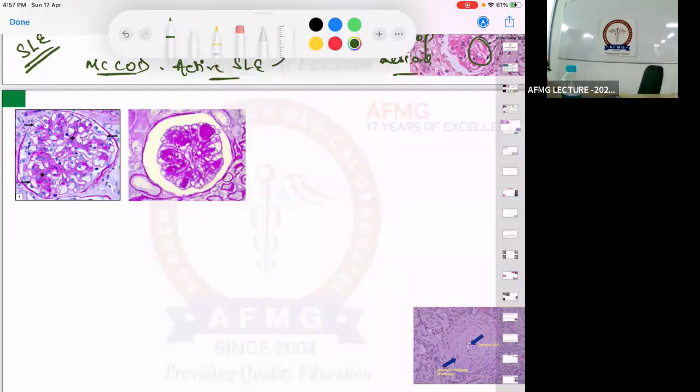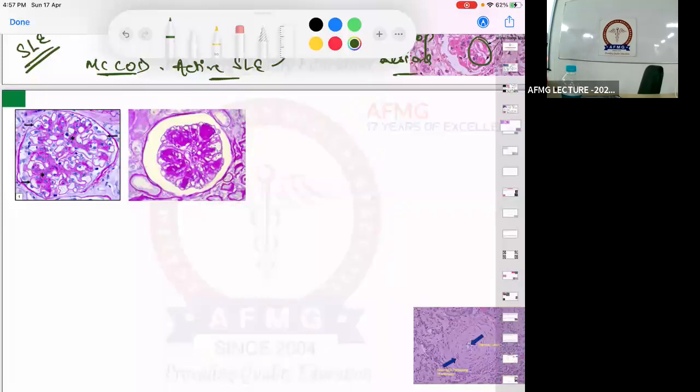Now, the most common ones, quickly. Most common cause of nephritic syndrome in children. Most common cause of nephritic syndrome in adults. Most common cause of nephrotic syndrome in children. MCD. Most common cause of nephrotic syndrome in adults. Most common cause of nephrotic syndrome in the elderly.